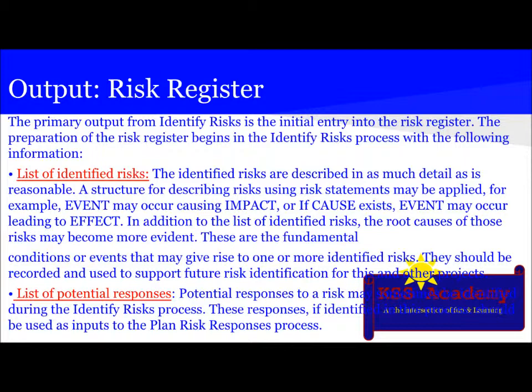In addition to the list of identified risks, the root causes of those risks may become more evident. These are the fundamental conditions or events that may give rise to one or more identified risks. They should be recorded and used to support future risk identification for this and other projects. Then the list of potential responses. Potential responses to a risk may sometimes be identified during the identify risk process. These responses, if identified in the process, should be used as an input to the plan risk responses process.